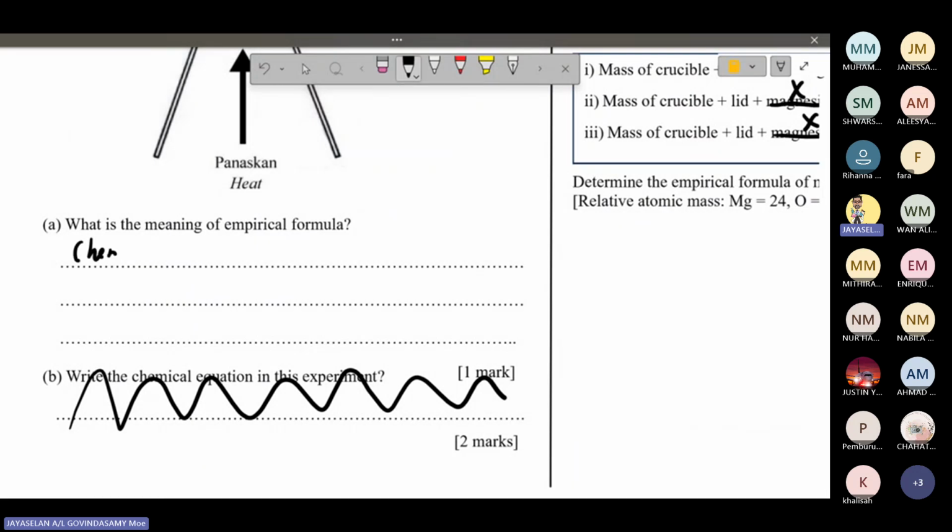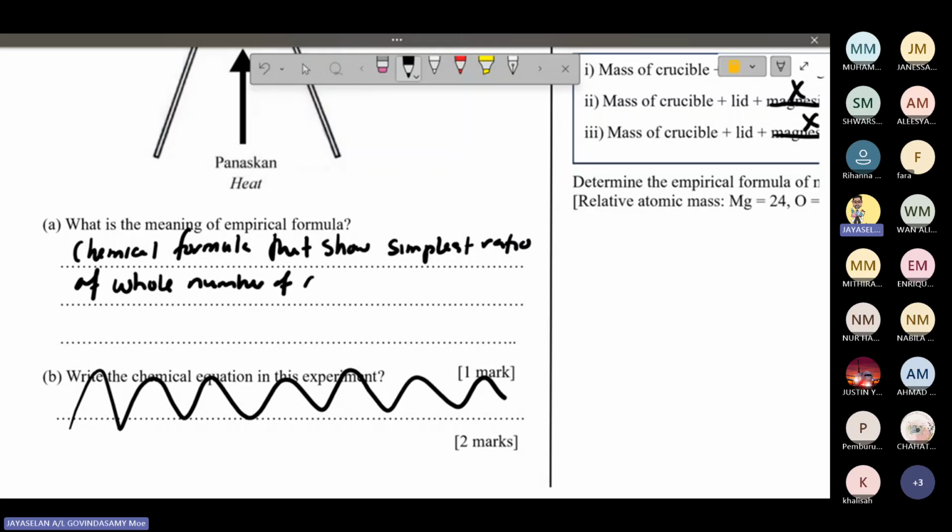So first thing, you kena letak chemical formula, ulangan kali kedua. Chemical formula that shows the simplest ratio of all number of atoms, kena ada. Of, mesti ada perkataan ni: each element. Elements in a compound or present in a compound also boleh. Ada ni saya terus bagi markah. Kalau tak ada satu perkataan, tak ada markah.